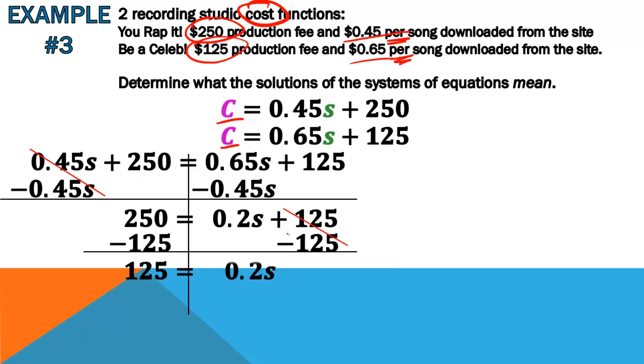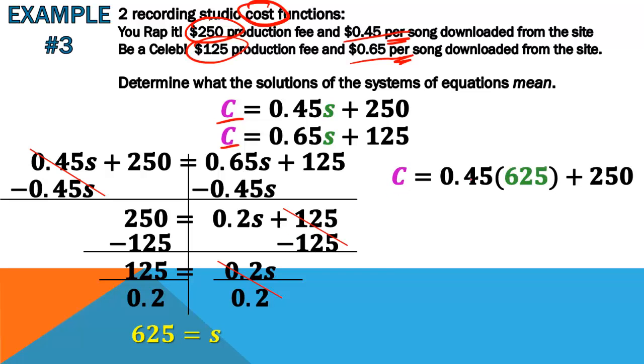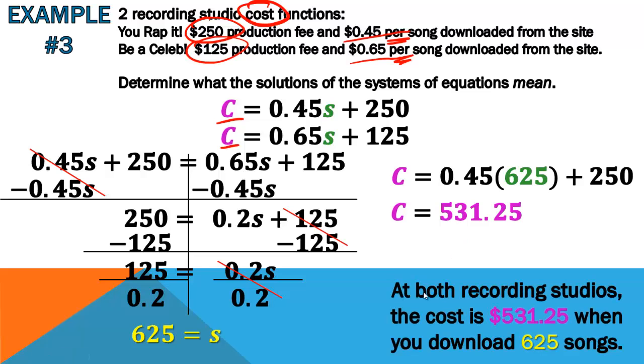You get 125 equals 0.2s, so divide everything by 0.2, and you get s equals 625. Then you plug that into either equation, it doesn't matter which, to find c, because c is the same for both, and you get c equals $531.25. So that means at both recording studios, the cost is $531.25 when you download this many songs. In other words, if we were to graph this, this would be the point where those two lines would cross.